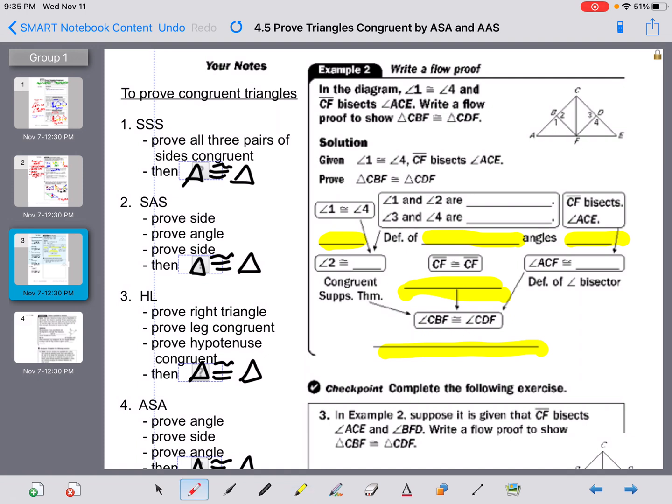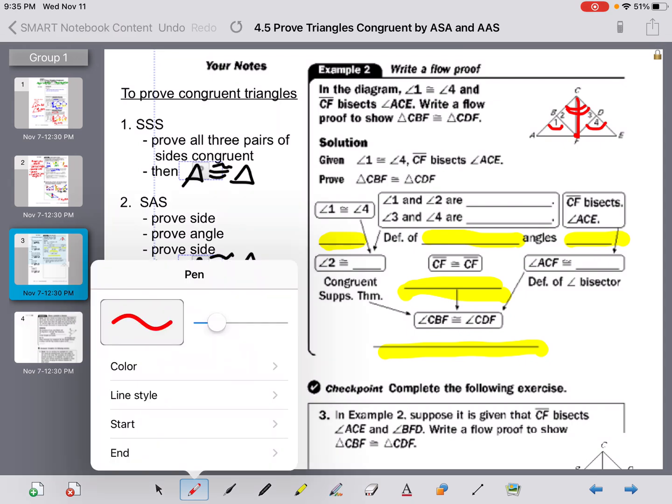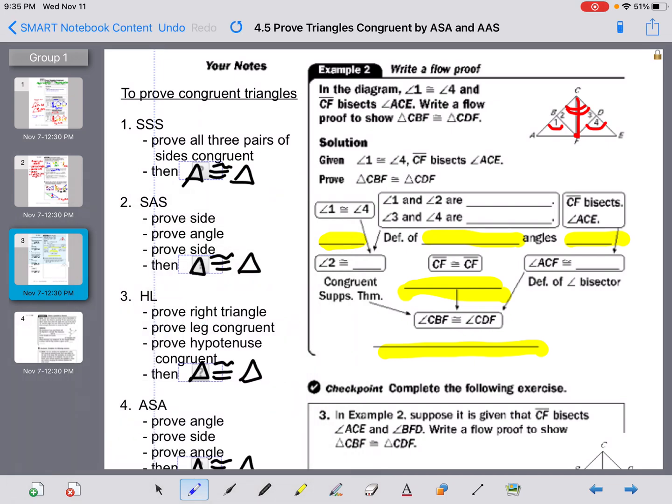So let's go ahead and look at what we're given. They tell us in the picture angle 1 is congruent to angle 4. They tell us that CF, this line right here, bisects angle ACE, so this big angle is bisected, so it looks like I would get some equal angles. And we're going to try to write a proof that proves that CBF, that's this one right here, is congruent to CDF, which is this one right here. Okay, kind of random, but that's where we're at, and that's what we're trying to do. It's not the whole picture.